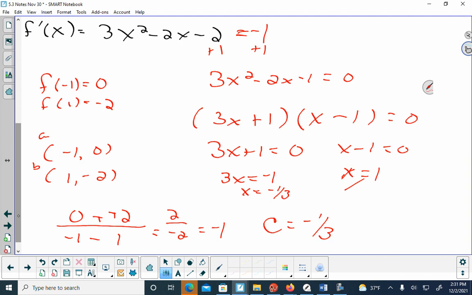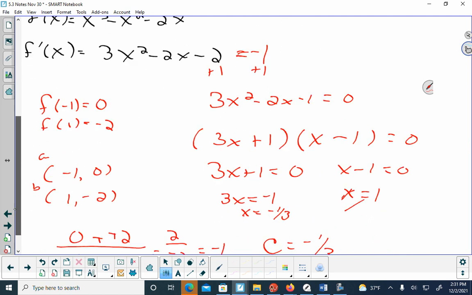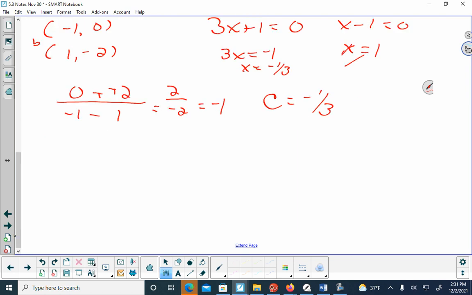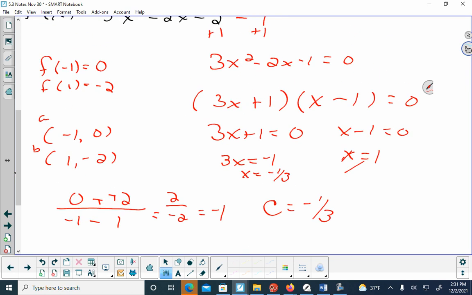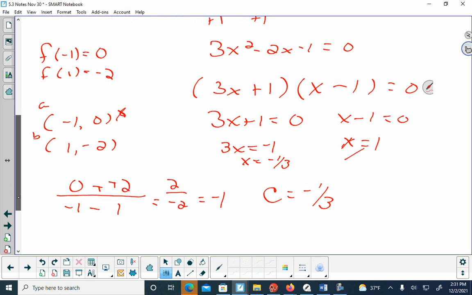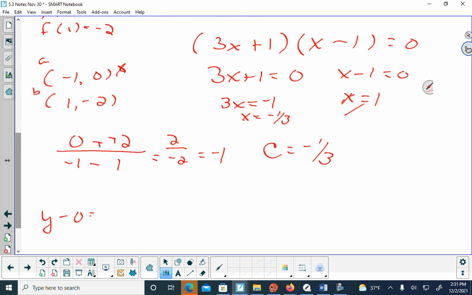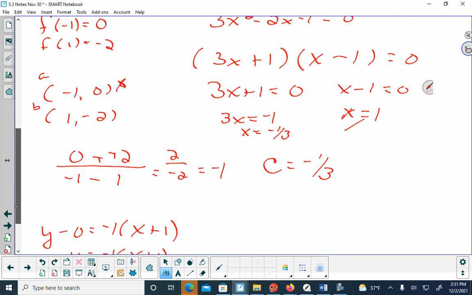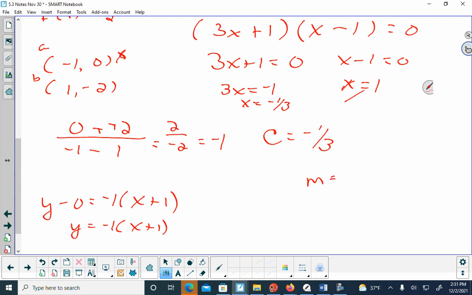If it asks you for the equation of the secant line, you would go back up here. You said your slope was negative 1. You would pick one of these ordered pairs, doesn't matter which one. So let's say I use this one. I'm going to say y minus 0 is equal to my slope times x plus 1. So y is equal to negative 1 times x plus 1, and I could leave it like that or distribute the negative 1. Good?